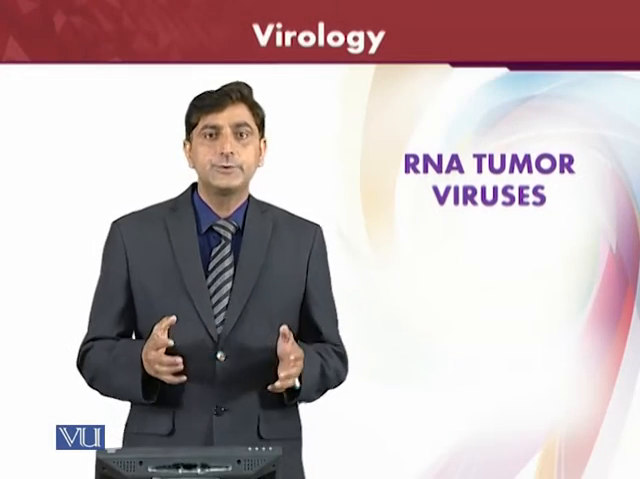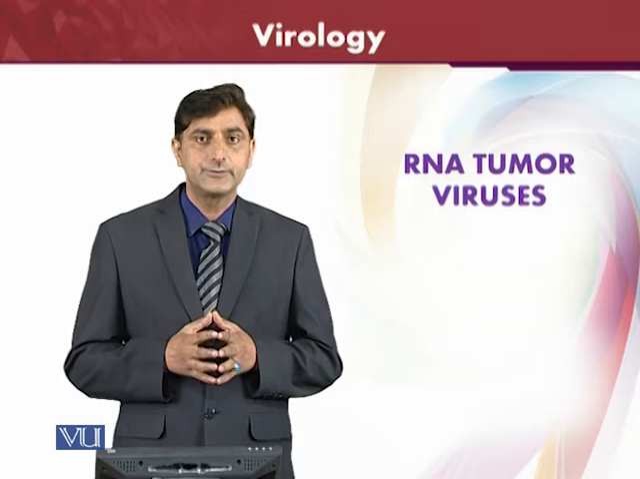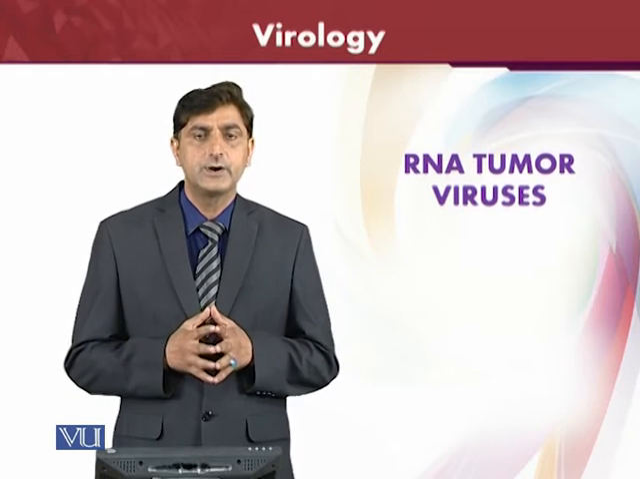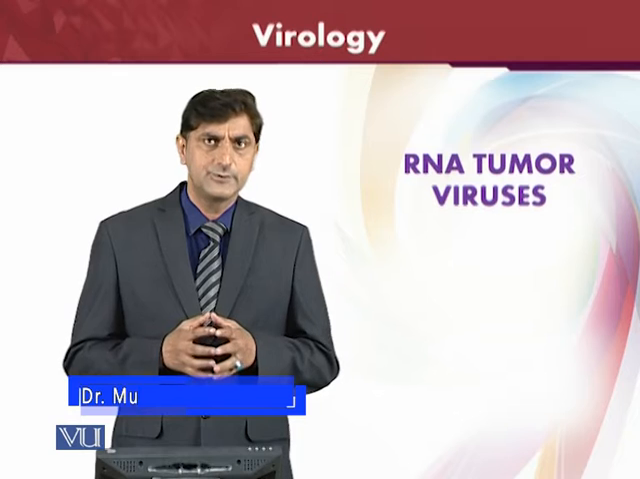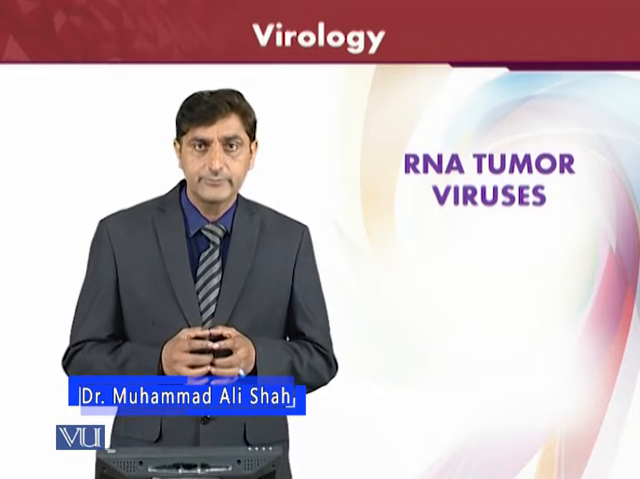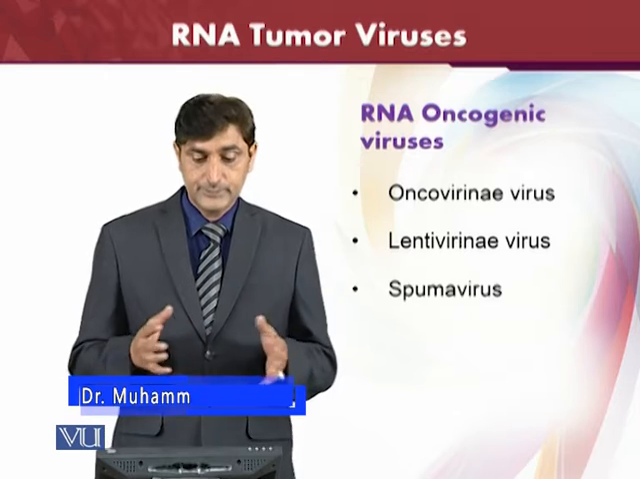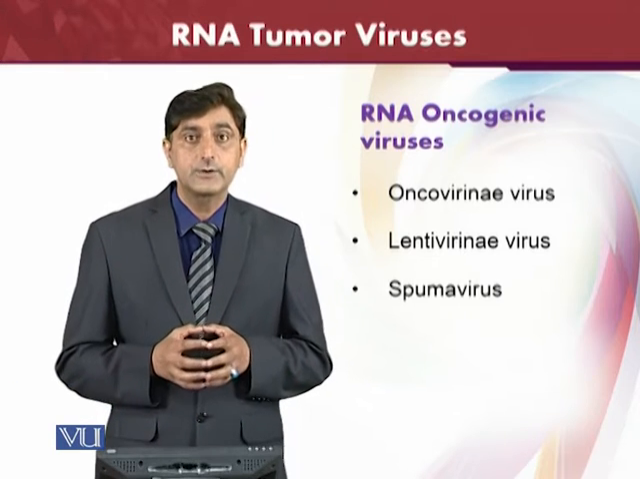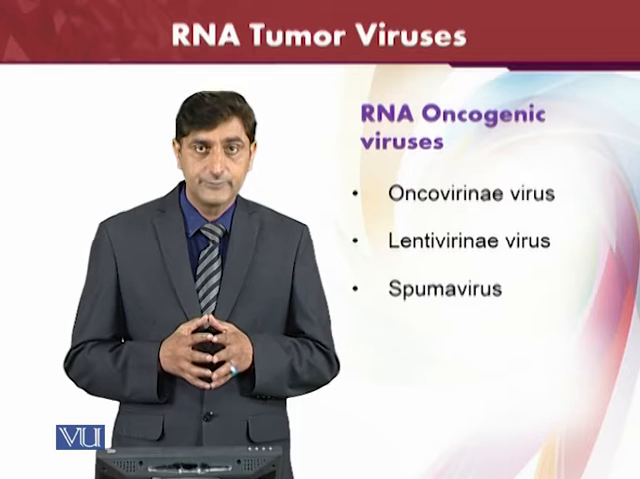Now, after the DNA tumor viruses, the DNA oncogenic viruses, now the RNA oncogenic viruses. There are three kinds of RNA oncogenic viruses. There were about 5 or a little more species of the DNA oncogenic viruses, but here we will see which RNA viruses are capable of causing disease and cancer after infection.